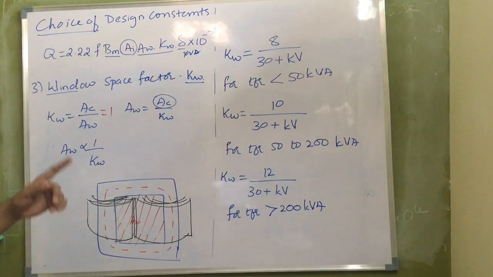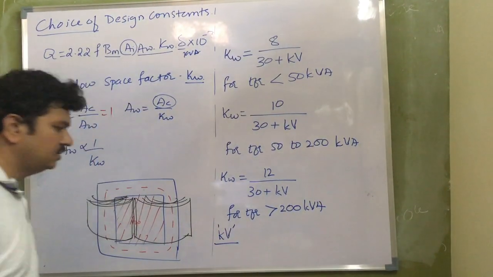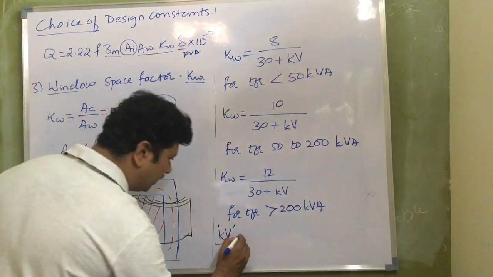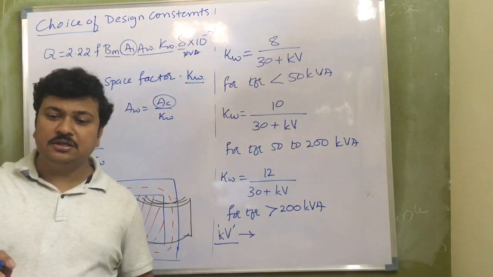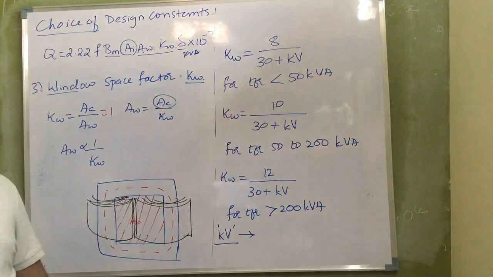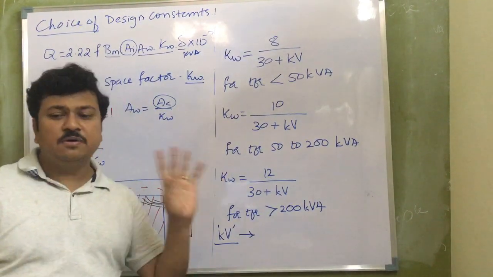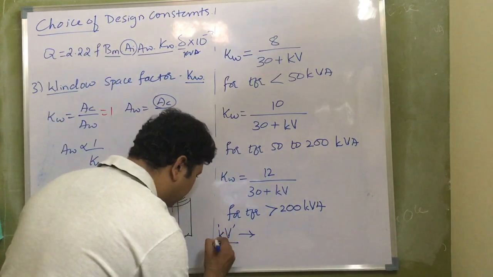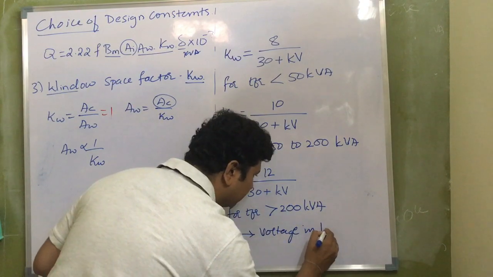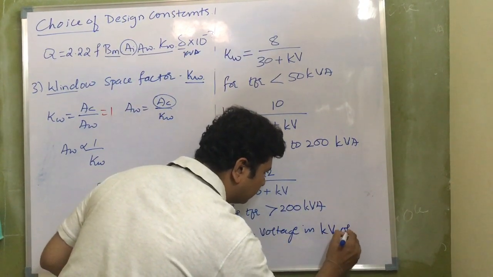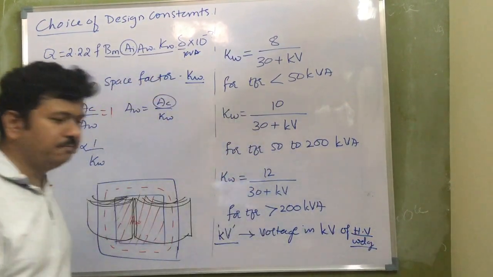Okay, then what is kV? kV is the kilovolt value, but in general, when I mention the transformer rating, say 110 kV by 33 kV, which kV should this be? This kV is always the voltage in kilovolts of the HV winding, compulsorily the HV winding.